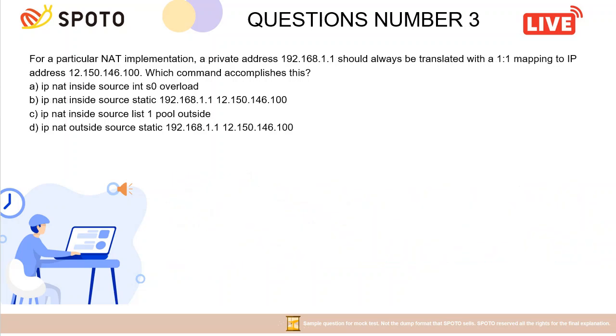Question 3. For a particular NAT implementation, a private address 192.168.1.1 should always be translated with a 1:1 mapping to IP address 12.150.146.100. Which command accomplishes this? A. ip nat inside source int S0 overload. B. ip nat inside source static 192.168.1.1 12.150.146.100. C. ip nat inside source list 1 pool outside. D. ip nat outside source static 192.168.1.1 12.150.146.100. You have 15 seconds to answer.